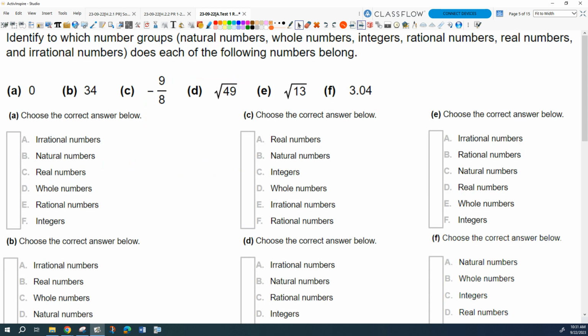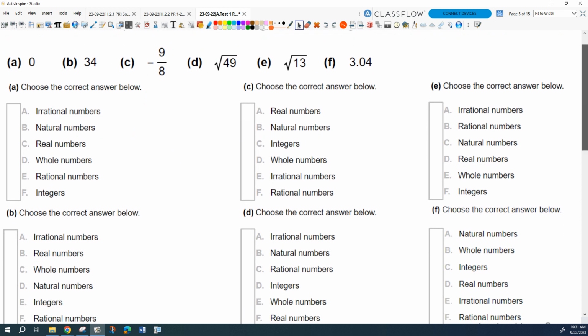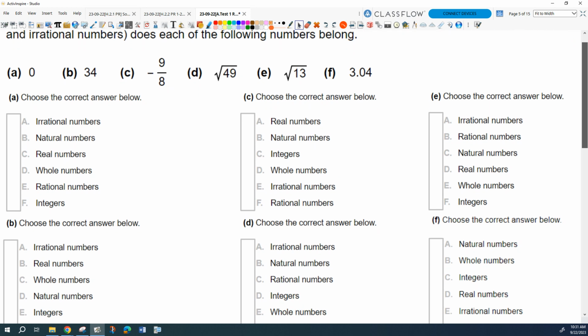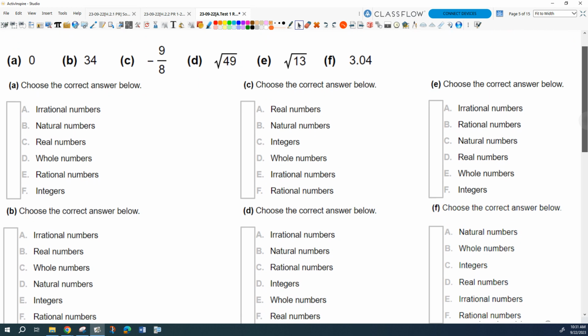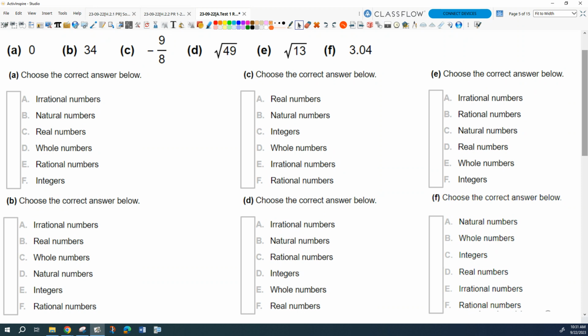Okay, this one, people had trouble with this, but I think initially it was just because they didn't understand how to do the question. So let's make sure everybody understands what's being asked here. We want to know, for each of those 6 numbers, one at a time, what sets include that number. So starting off, we're looking just at the number 0.